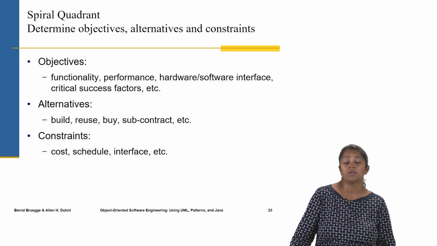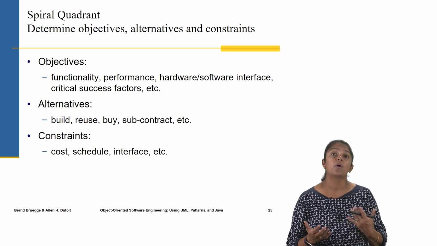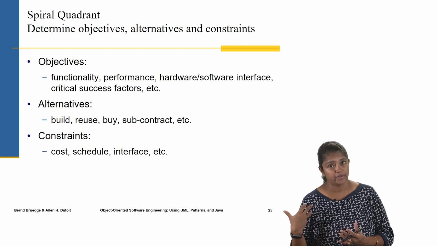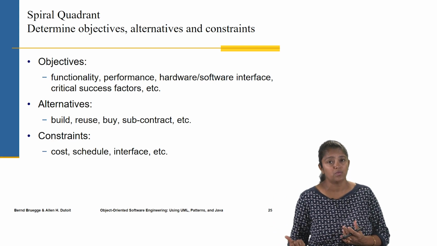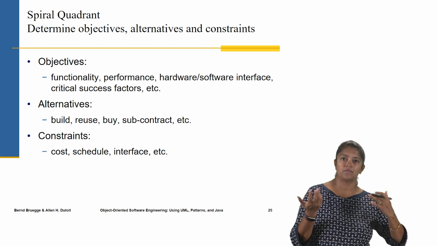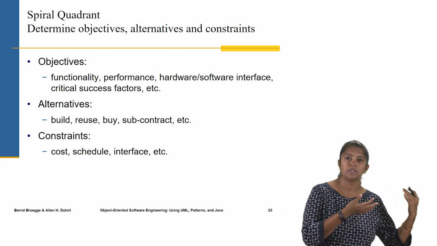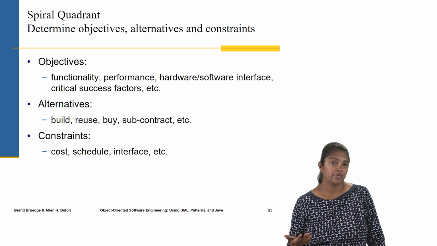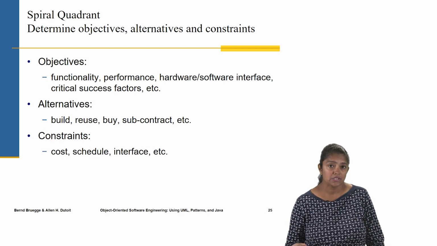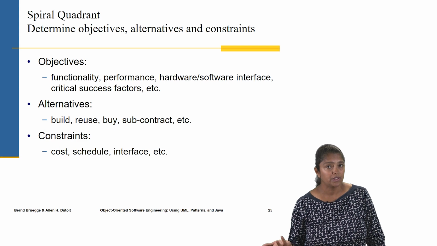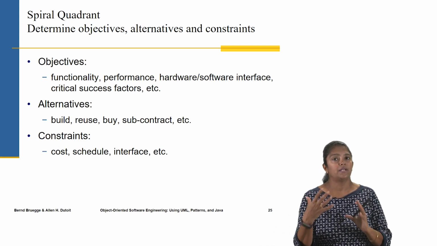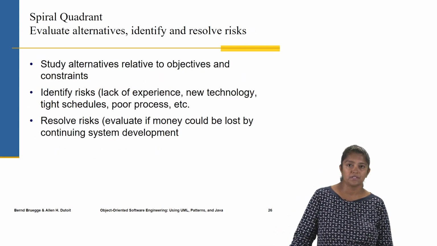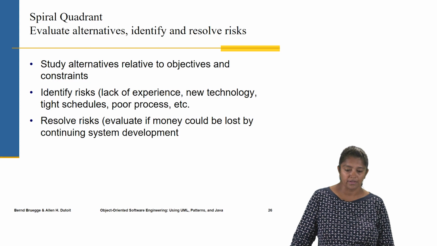And we are also constantly thinking about alternatives. If one particular platform doesn't work, what's the alternative? Do we reuse? Do we buy? Do we subcontract? Do we build something else? And we're also always listing out what are the constraints in terms of cost, schedule, interfaces, etc. So that detailed analysis happens in that first spiral quadrant.